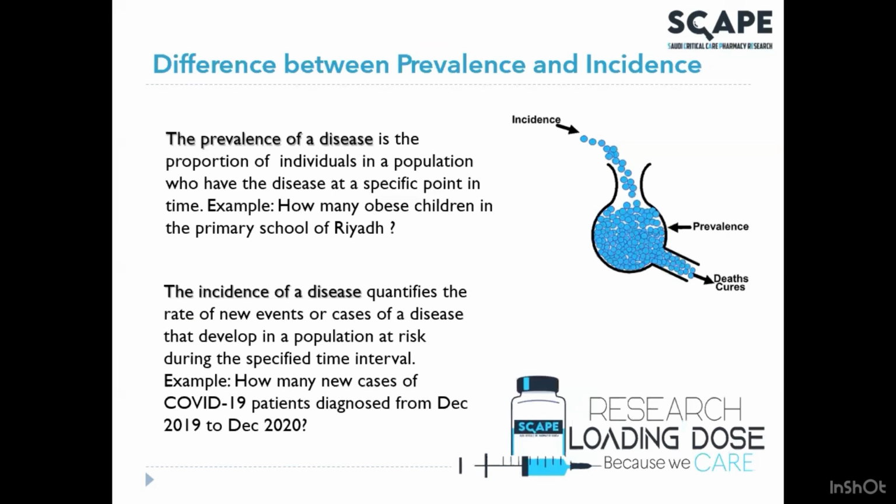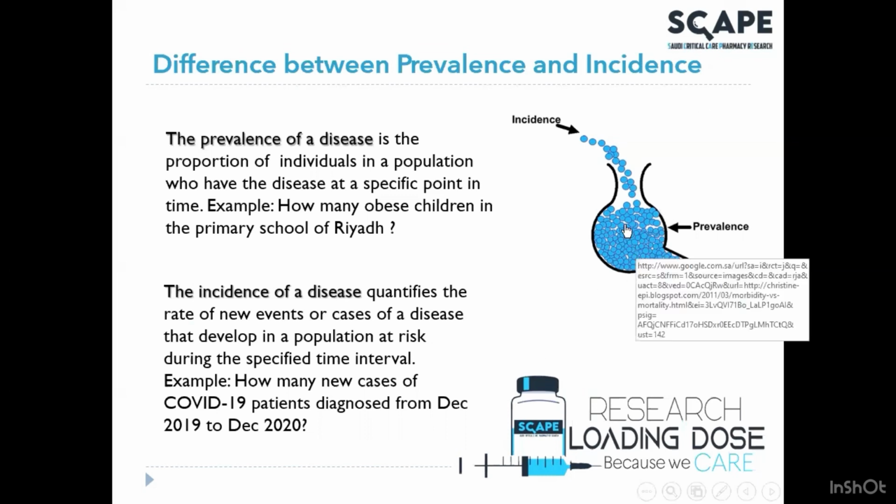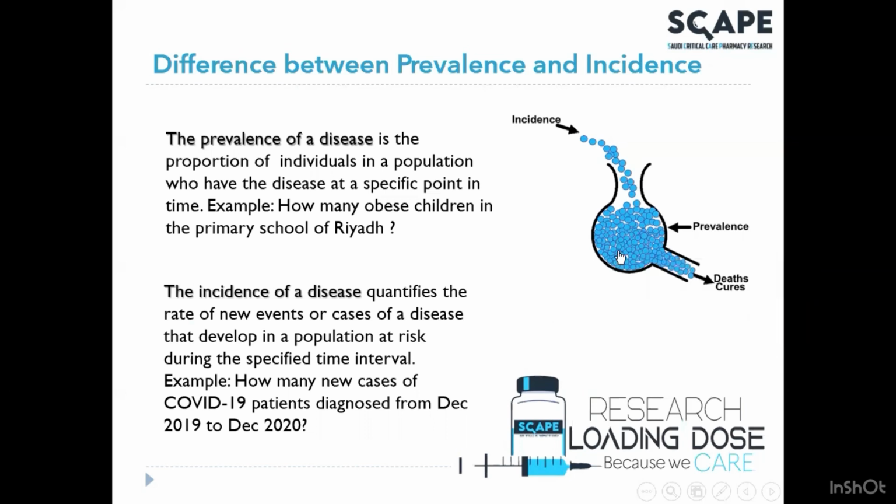The prevalence of a disease is the proportion of individuals in a population who have the disease at a specific point in time. For example, how many obese children are in the primary schools of Riyadh? So in prevalence, we have cases, and we have a population, and we collect those cases who have the disease among the population. So we take the ratio of the people who have the disease divided by the total population in the study.